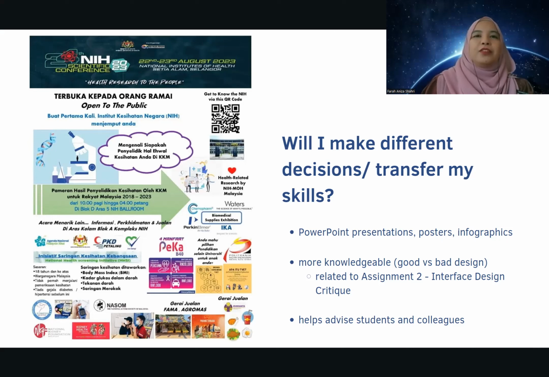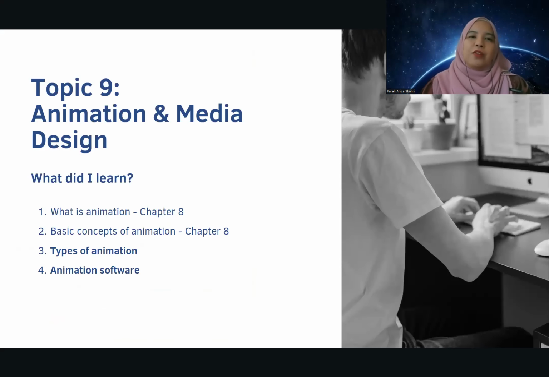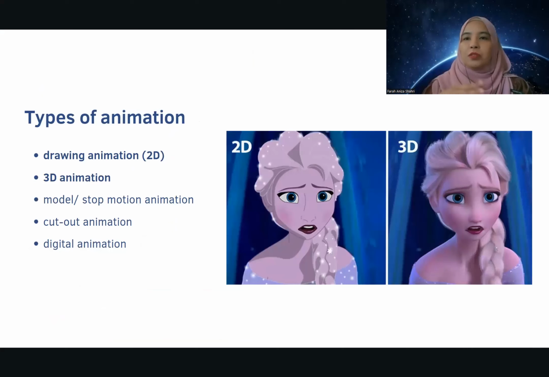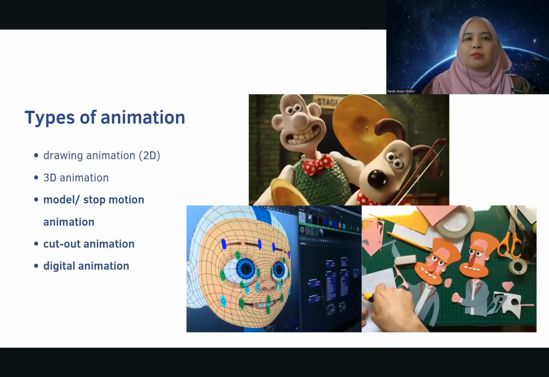All right, so the second topic that I will reflect on is topic 9, which talks about animation and media design. Here we learn about the different types of animation, the classical 2D, and then the 3D animation, and the less common one, the stop motion animation, the clay animation.